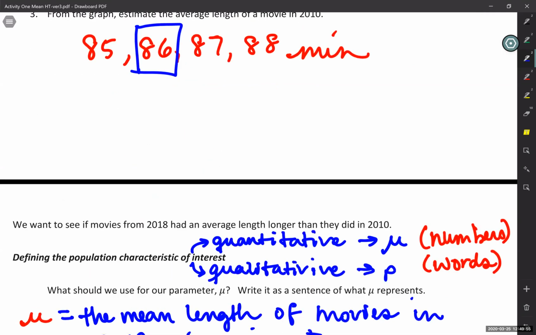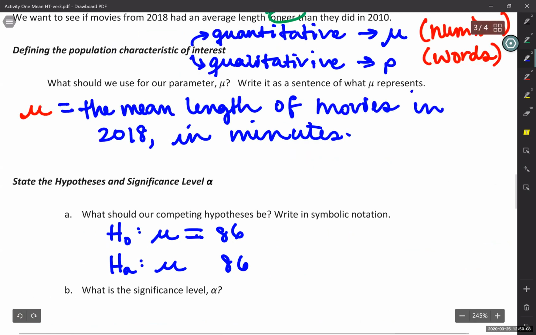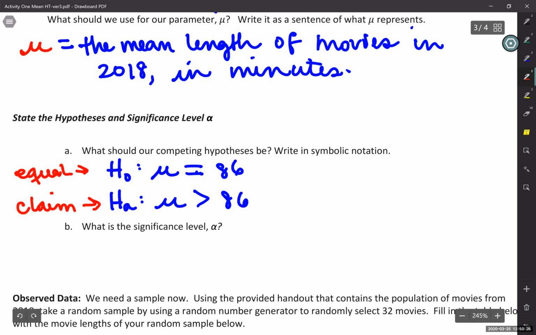We want to know if it is longer than that 86 minutes right there. So we want to know if it's greater than 86. So those are our competing hypotheses. It either equals 86 or it's greater than 86. So the claim is always going to be in the alternative, and then the equal sign is always going to be in the null.